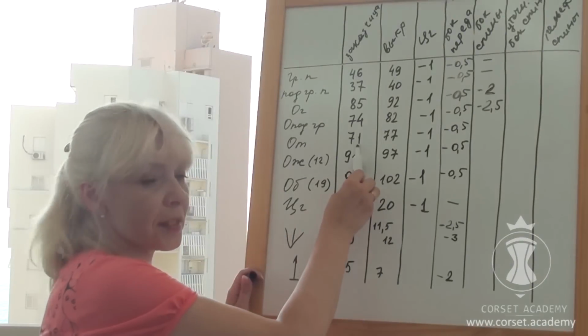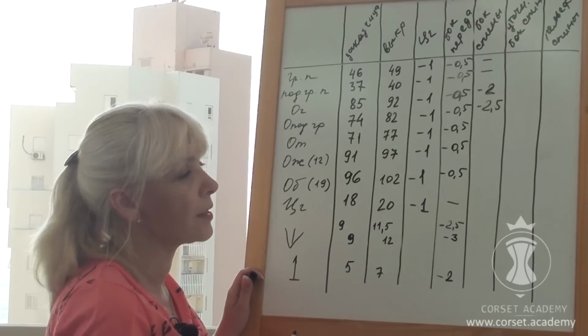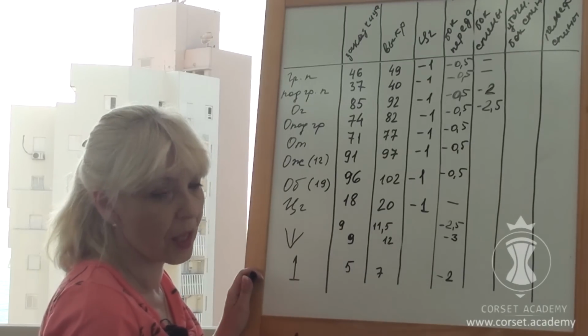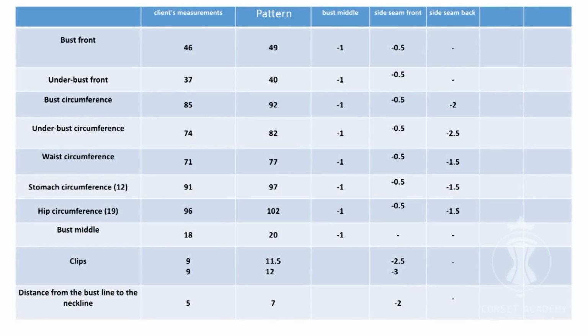It looks like the pattern is 3 centimeters larger in the waist than it is supposed to be according to the client's measurement. Therefore, I need to shift the side seam of the back 3 centimeters inwards. Since the back of the dress is made of 2 halves, I need to narrow each one down by 1.5 centimeters. I write -1.5 centimeters in line 5 of column 6.